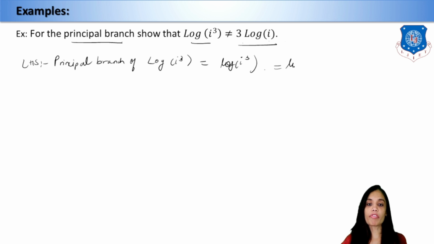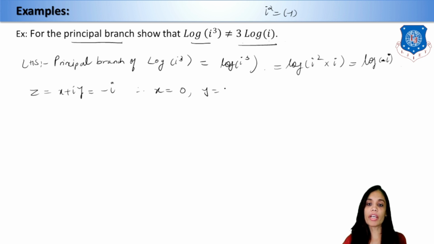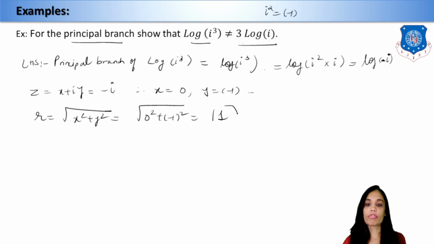Okay, so this can be simplified as log of i square into i. Now we know the value of i square is minus 1. So we have to find log of minus i. So your z is x plus iy, which is equal to minus i. So your value of x is 0 and y is minus 1. Now first find the values of r and theta. So r is equal to square root of x square plus y square, that is equal to square root of 0 square plus minus 1 square. So the value of r is 1.